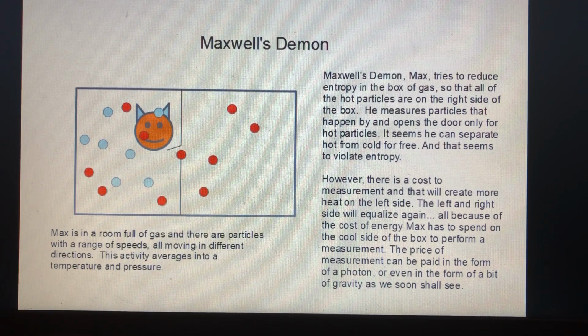However, there is a cost to measurement, and that will create more heat on the left side. Then the left and the right side will equalize again, all because of the cost of energy Max has to spend on the cool side of the box to perform a measurement. The price of measurement can be paid in the form of a photon or even in the form of a bit of gravity, as we soon shall see.